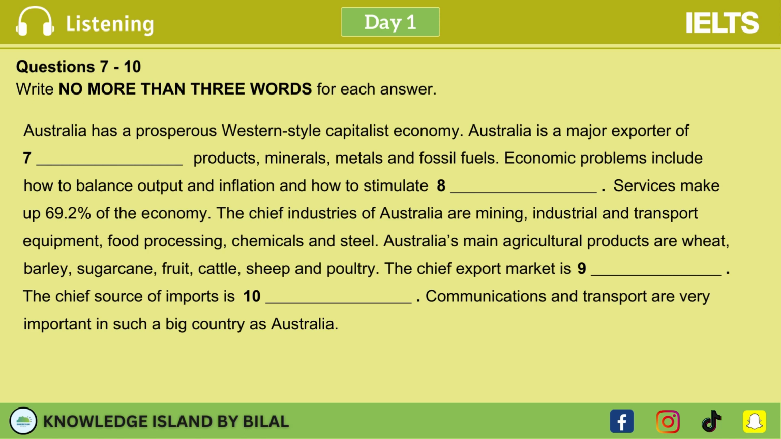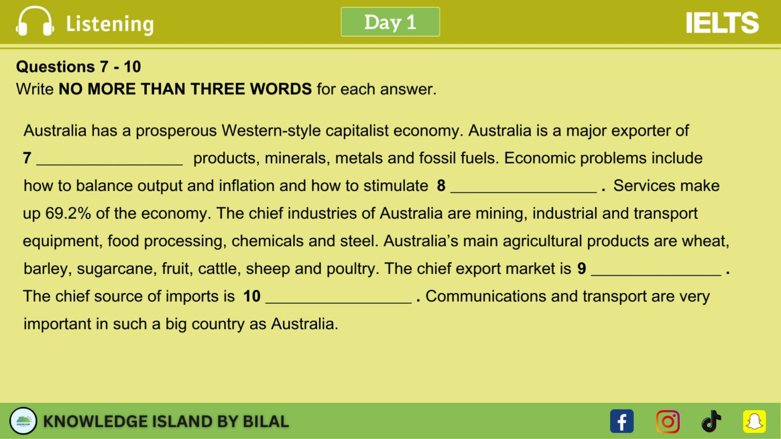Commodity prices have a big impact on the economy. Australia suffered from the low growth and high unemployment typical of the OECD countries in the early 1990s, but the economy has expanded at reasonably steady rates in recent years. In addition to high unemployment, short-term economic problems include how to balance output and inflation and how to stimulate exports. The economy is made up like this: agriculture, 3.1%, industry, 27.7%, services, 69.2%.